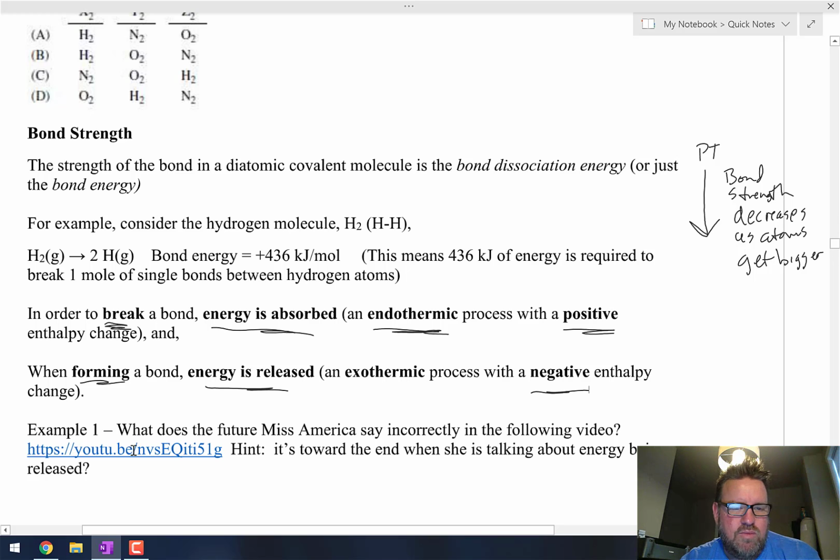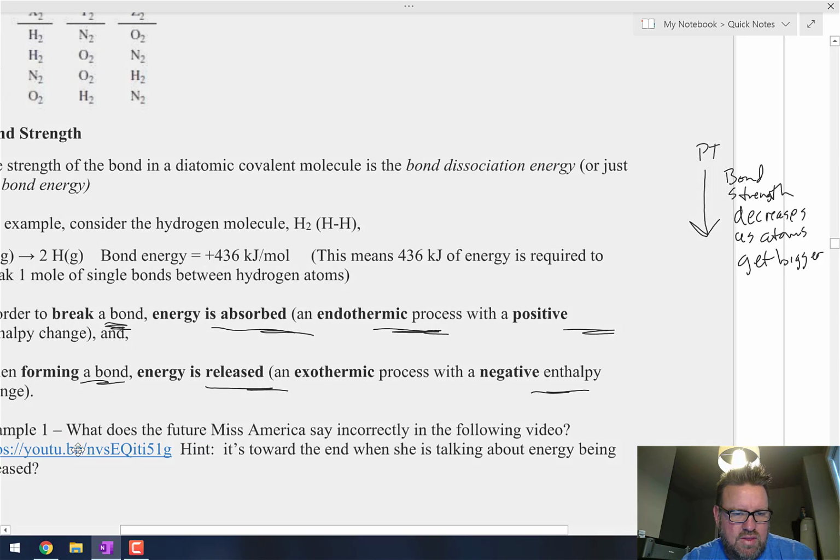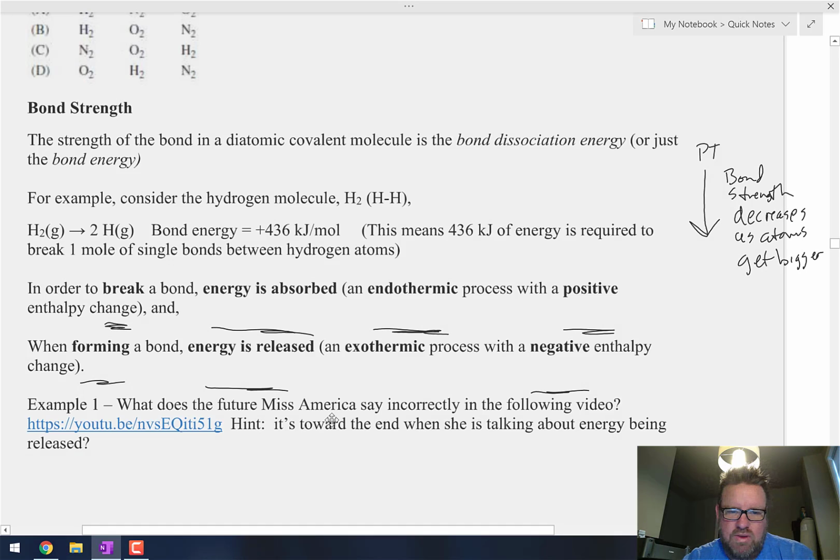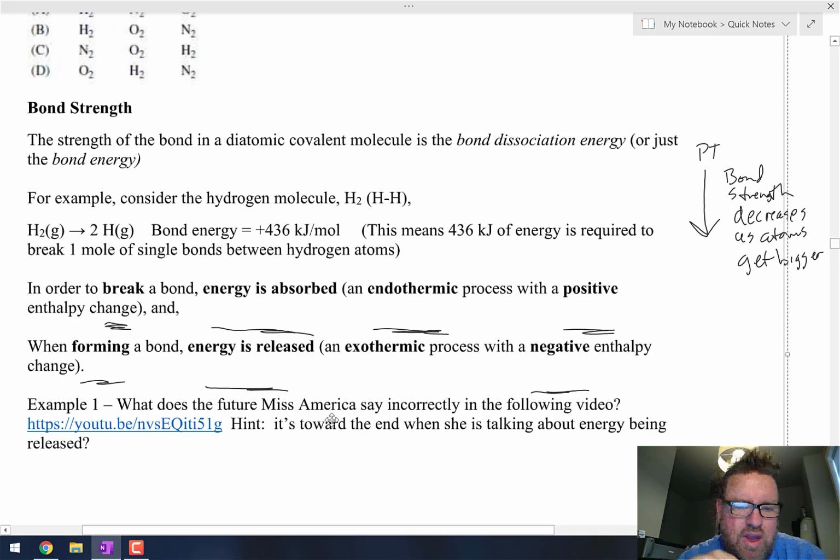Recently, one of the candidates, she actually won the Miss America pageant, won this contest, and this was her science, whatever you call it. I'm not going to be able to highlight that here in OneNote. So, in that video, towards the end of it, she says something referring to the energy is released when the bonds are broken. And that's where she's incorrect.